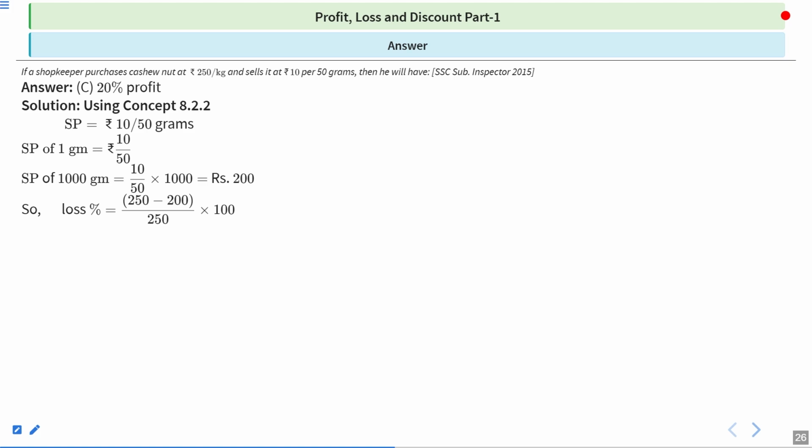And how can we calculate loss percent? Loss percent is always calculated on cost price. So loss is cost price minus selling price, then we get the loss. So loss percent is 250 minus 200 upon 250, which is cost price, multiplied by 100. So we get the loss percent. So loss percent is 20%. So C is the correct answer. Next one.